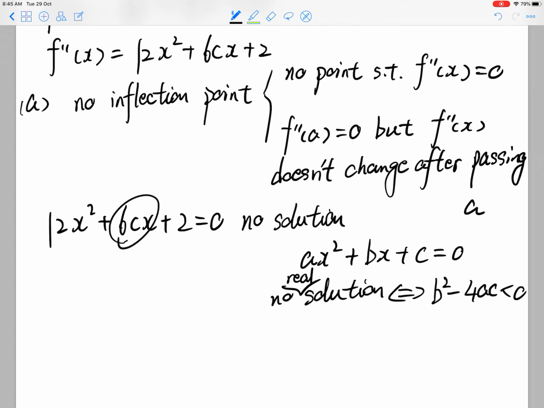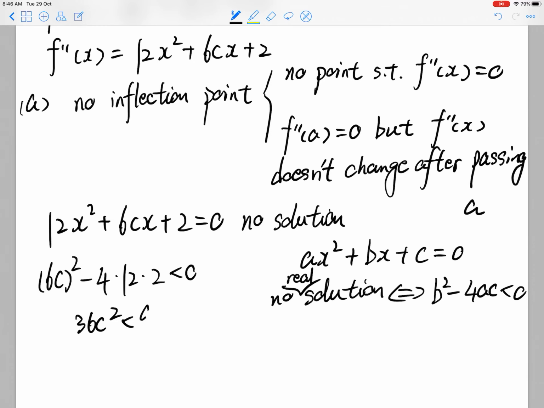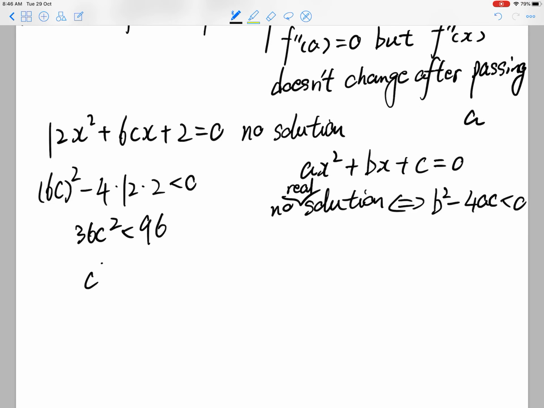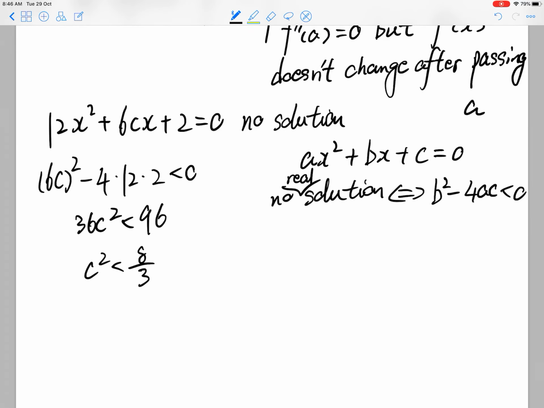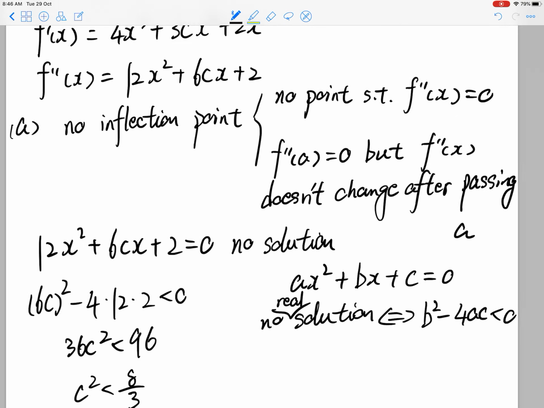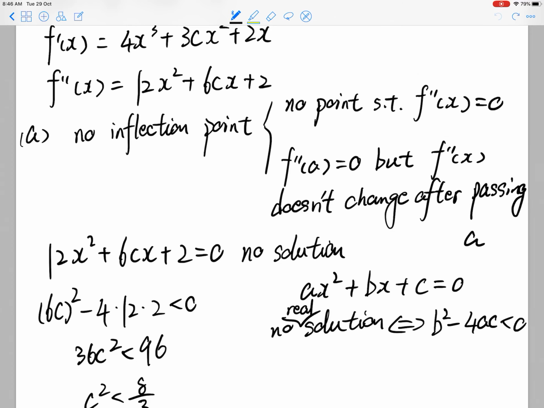So here your 6c squared minus 4ac must be smaller than 0, which means 36c squared is smaller than 96. c squared is smaller than 8/3, which means negative square root of 8/3 is smaller than c, smaller than square root of 8/3. Okay, this is the first case. There's no point such that the second order derivative equals 0.